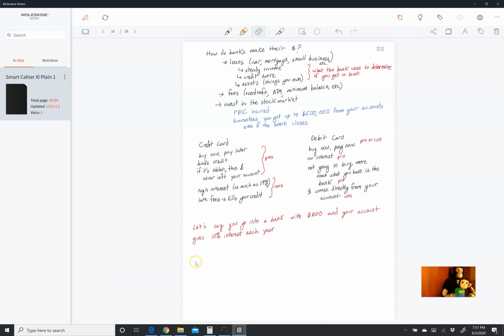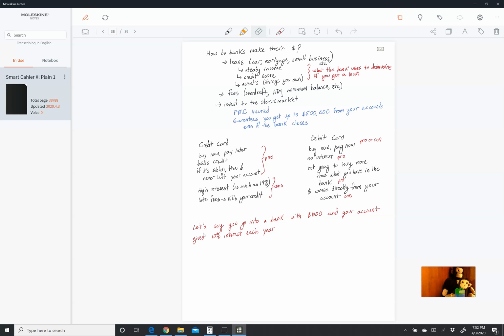Okay, you would never get 10%. This is super, super high. I'm using it because it's a nice, easy number, and I want this to be simple. Okay, simple numbers. So you go into a bank with $1,000, and your account gives 10% interest per year.